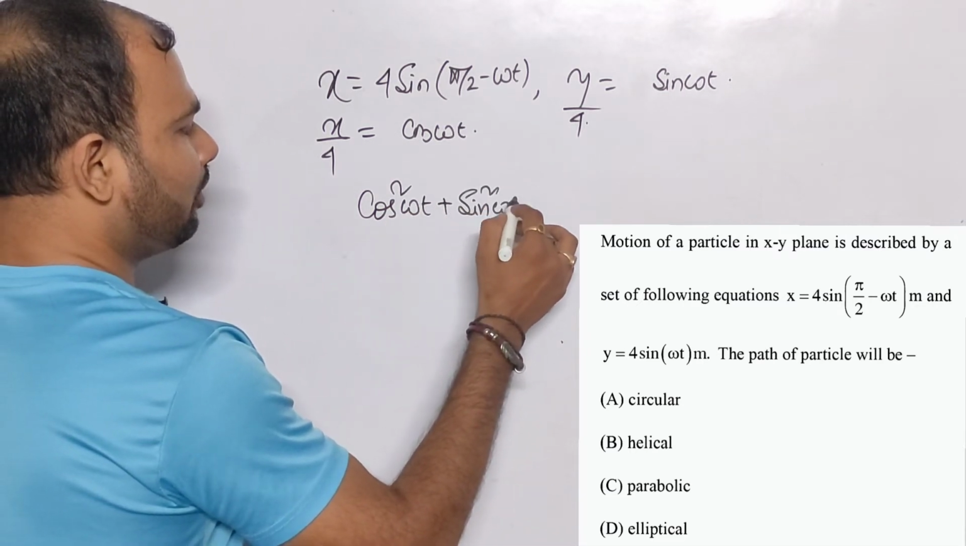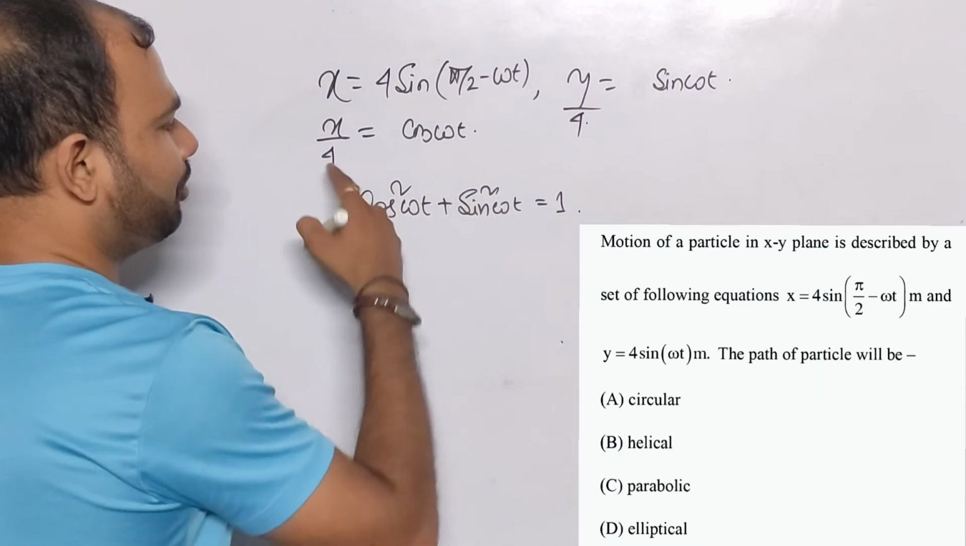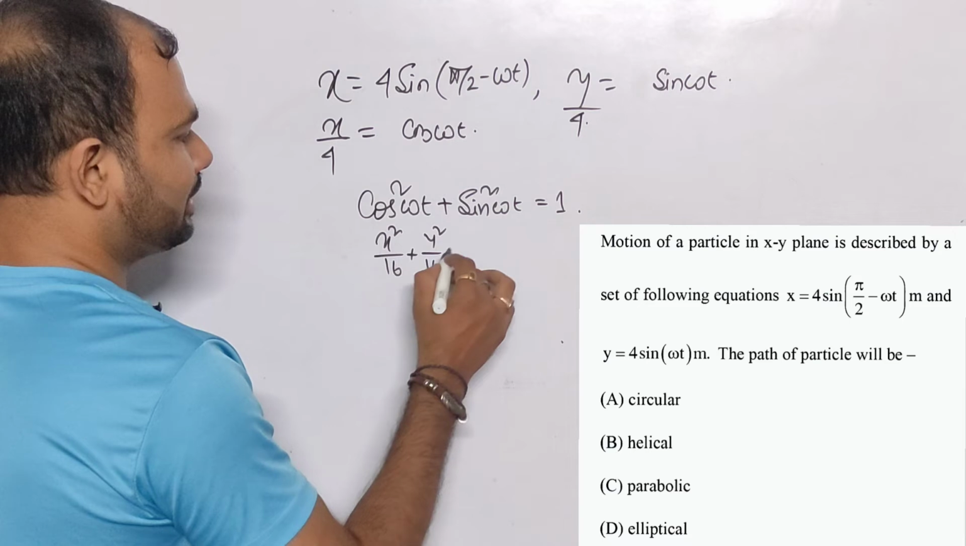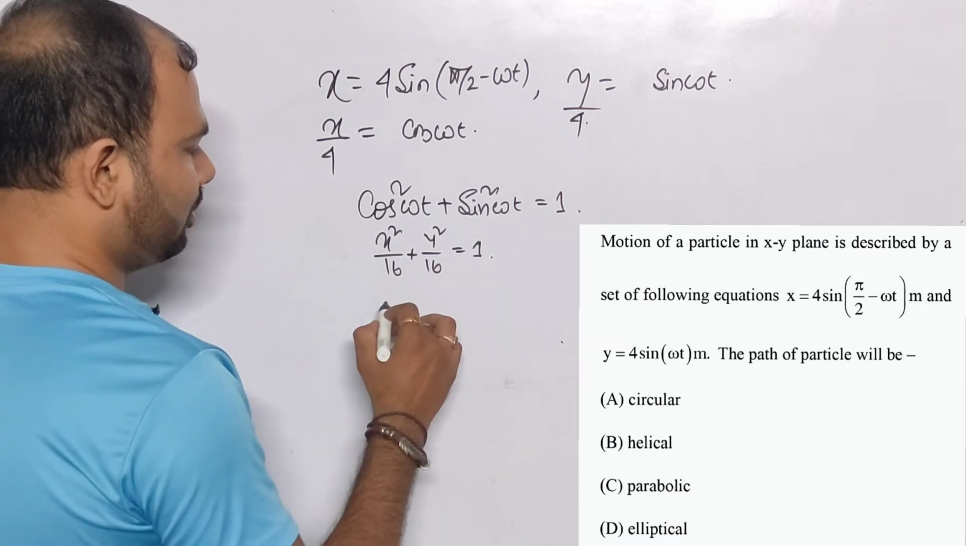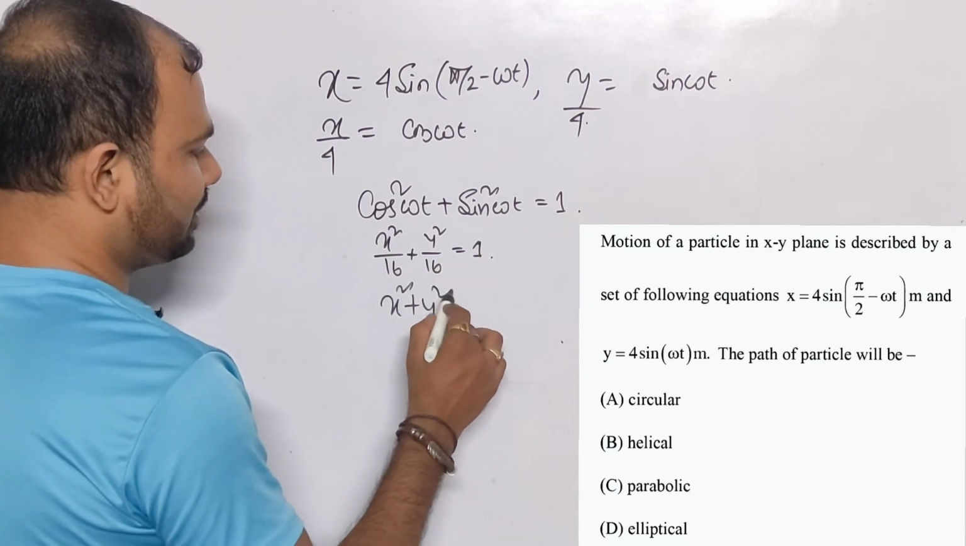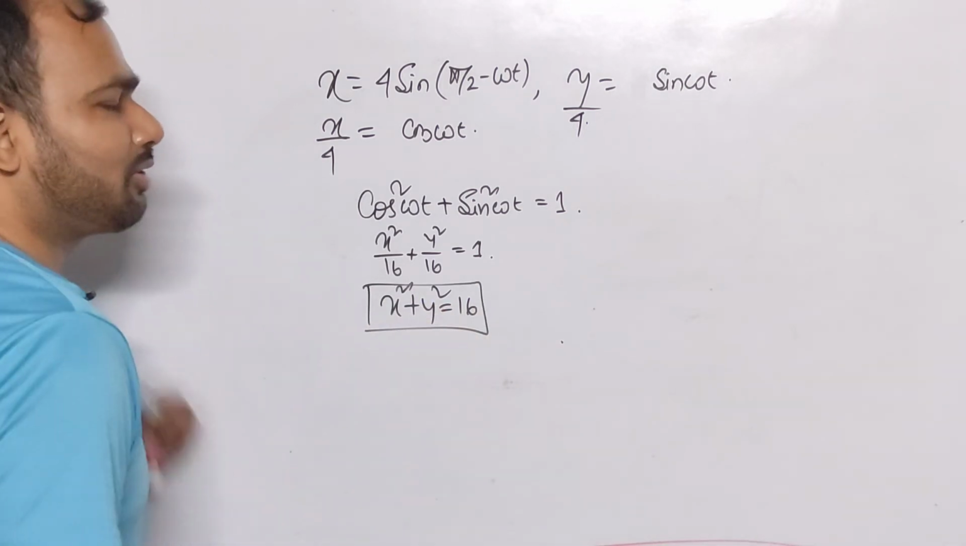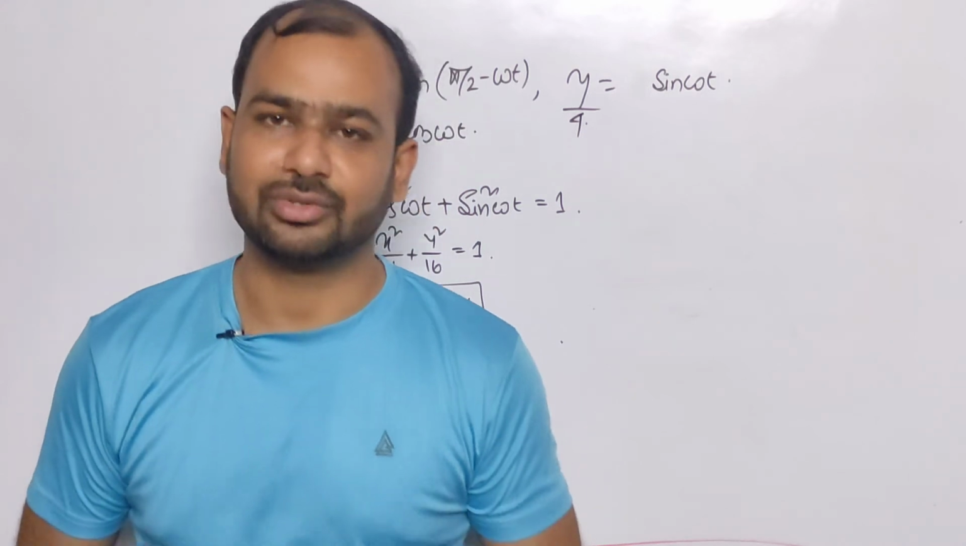Sin square omega t equal to 1. If you put the value, x square by 16, y square by 16 equal to 1. So x square plus y square equal to 16. This is the equation of a circle, and the correct option will be the equation of a circle. Next question on your screen.